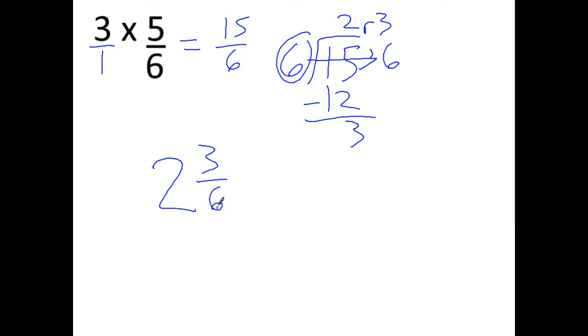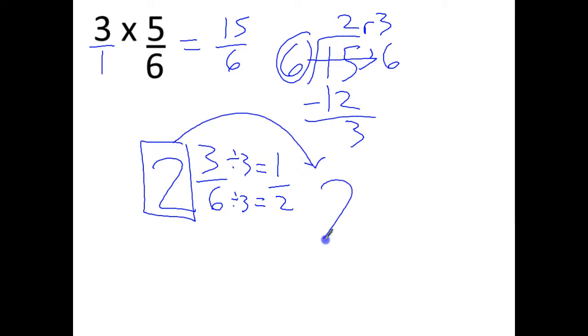Oh, those people who remember from simplifying before. I can make 3/6 simpler. I can divide them both by 3. And if I do, 3 divided by 3 equals 1, and 6 divided by 3 equals 2. My big 2 comes on over and stays a big 2, because the only part I've simplified is the 3/6. So 3/6 is really 1/2, so my answer is 2 and 1/2.